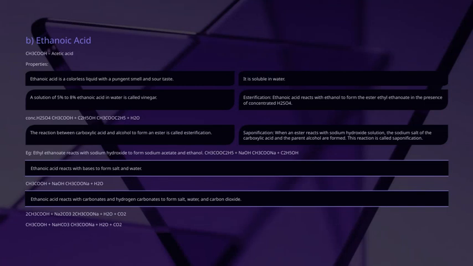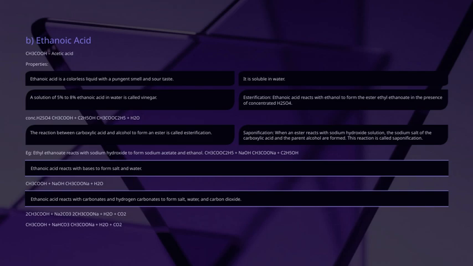Now let's talk about saponification. This is the process where an ester reacts with sodium hydroxide solution. When this happens, you get the sodium salt of the carboxylic acid and the parent alcohol. We call this reaction saponification. It's an important reaction in soap making, for example.